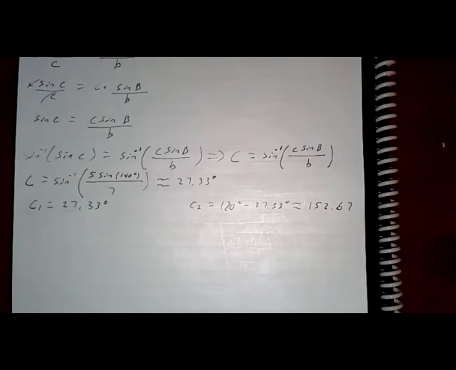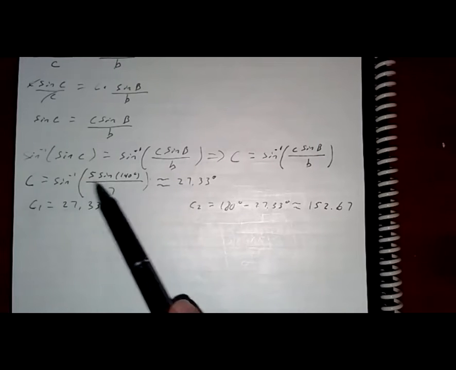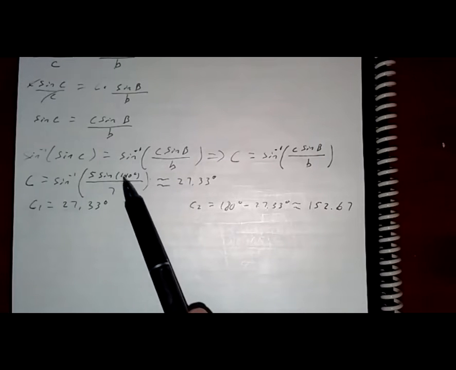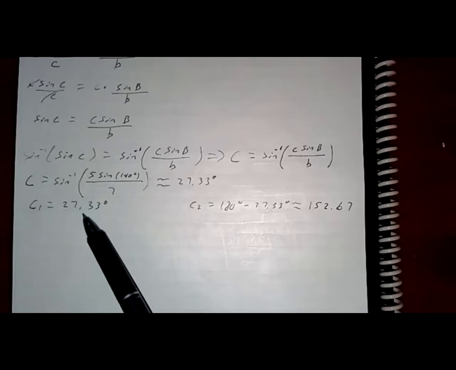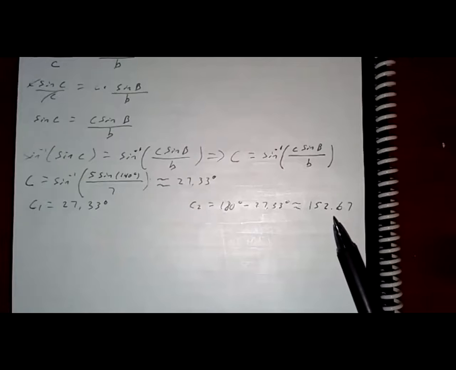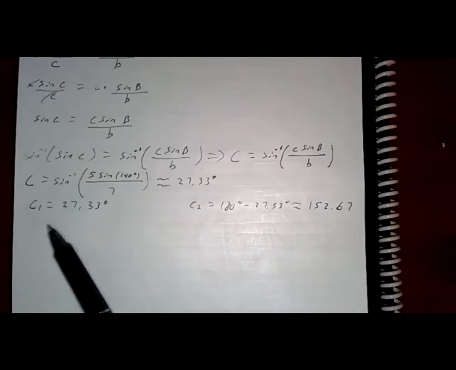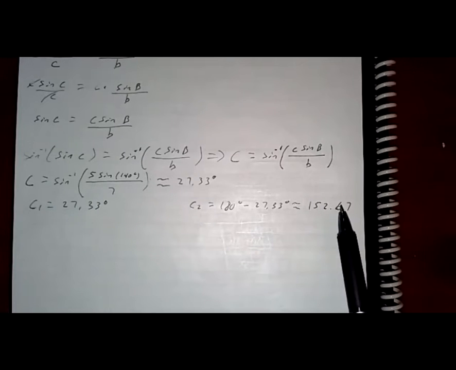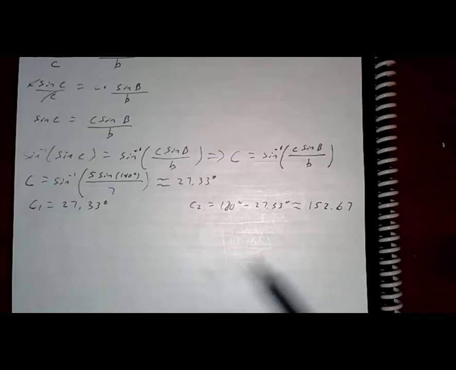Why do you have a possible two angles? Because when you use sine inverse, there are usually two solutions for a value like this. See how we plug that in there? There are two locations that give me this number. One of them is 27.33, the other one is 152.67. So the question is, do both of these angles work? And if they do, then we have two triangles. So we've got to test now. Are these both viable angles? Does it work?